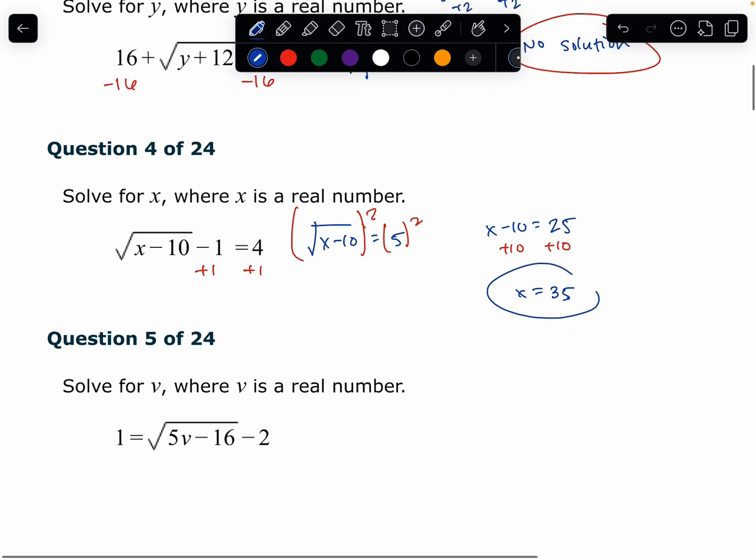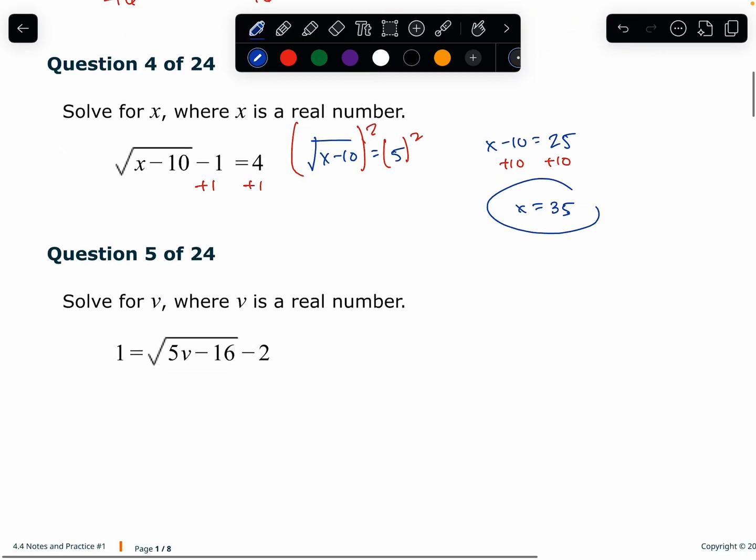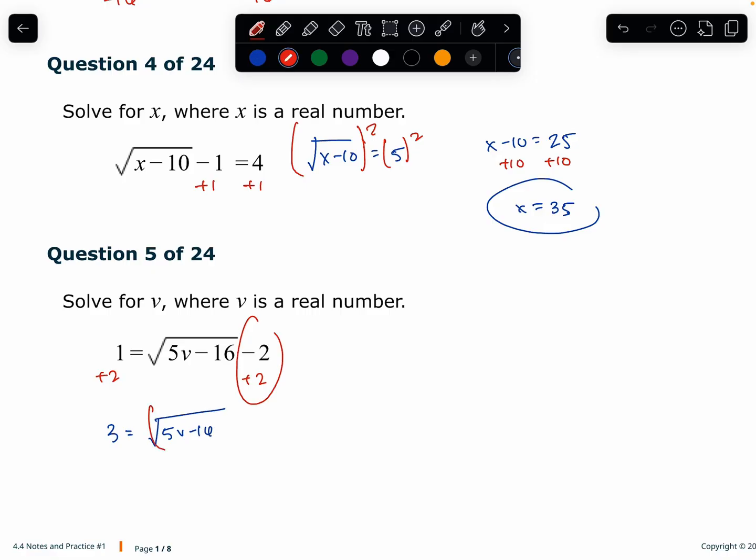All right, for question 5, same process. We're going to add 2. So we're going to start with constants. We're trying to get the radical by itself, essentially. Then we're going to get 3 is equal to the square root of 5v minus 16. And then we'll square both sides. We'll get 9 on the left side, and then we'll have 5v minus 16 on the right side.